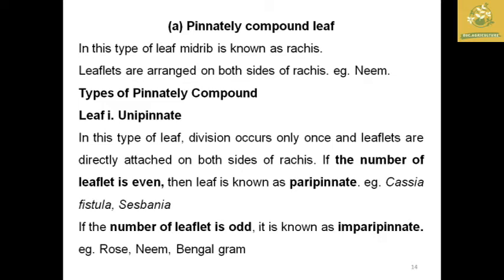If the number of leaflets is even, it is known as paripinnate. Example: cassia fistula, sesbania. If the number of leaflets is odd, it is known as imparipinnate. For example rose, neem, bengal gram. So there is one extra leaflet at the apex of the rachis, and it is known as unipinnate.